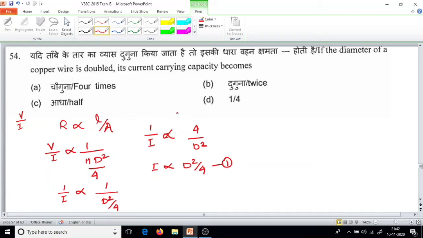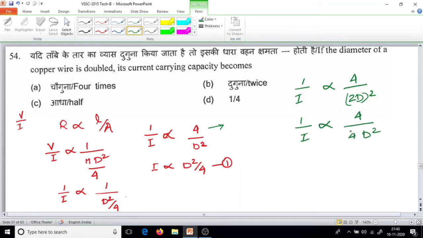Now we are going to increase the diameter of the wire. What happens? The copper wire's diameter is doubling. That means we will start from this equation and write it here itself directly. So 1 by I is directly proportional to 4 divided by d square, but diameter is doubled, so 2d whole square. So 1 by I is directly proportional to 4 divided by 4 d square. So d square cancels. So I is directly proportional to d square.